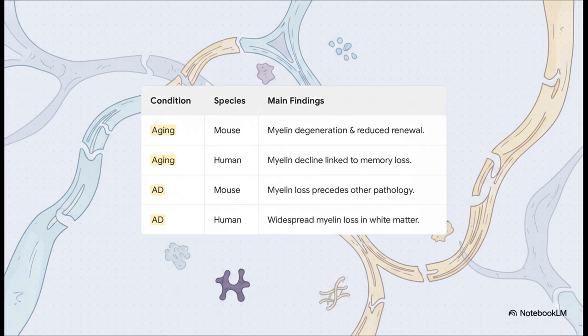In both aging and Alzheimer's disease, the evidence for myelin dysfunction is quite compelling. Studies in aged mice show a decline in oligodendrocytes and in myelin renewal. In humans, imaging studies correlate this age-related myelin decline with reduced memory performance. Now, for Alzheimer's, evidence from mouse models suggests myelin loss is actually an early event, even preceding other classical pathologies. And of note, the APOE4 allele, which is the primary genetic risk factor for late-onset AD, appears to directly disrupt myelination by interfering with cholesterol transport. These findings are then validated in postmortem human brains, which show extensive myelin degradation.